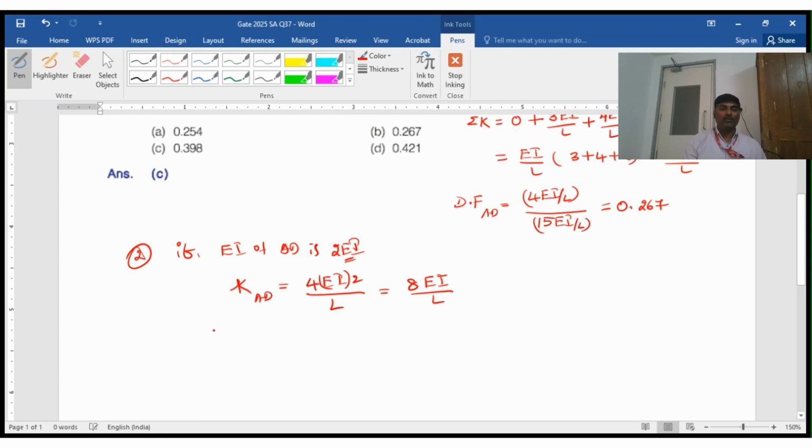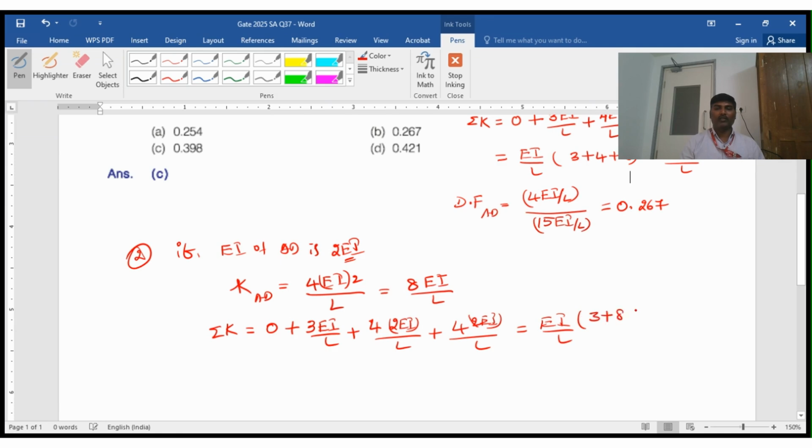Now, what will be the total stiffness of the joint? 0 plus 3 EI by L. All other member stiffnesses won't change. Only 4 twice EI by L plus again 4 twice EI by L. So the total stiffness is EI by L times 3 plus 8 plus 8, that means 19 EI by L.